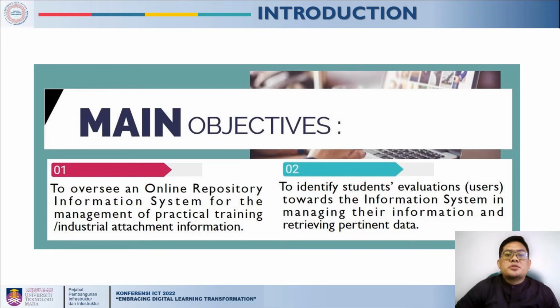Okay, this is the objective of our paper. The first one is to oversee an online repository information system for the management of practical training, also known as industrial attachment information. And objective number 2 is to identify the students' evaluations.